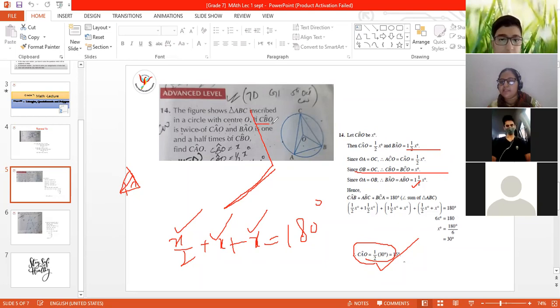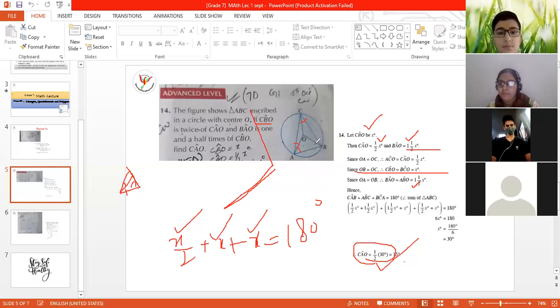We have assumed that CBO is equal to x degree, then CAO will be half of x degree, right? And BAO is 1.5 times CBO. CBO is x degree, and BAO will be 1.5 times of CBO. Now, all the sides are equal. If OA is equal to OC, then this angle will be equal to this angle, right? This angle will be equal to this angle.